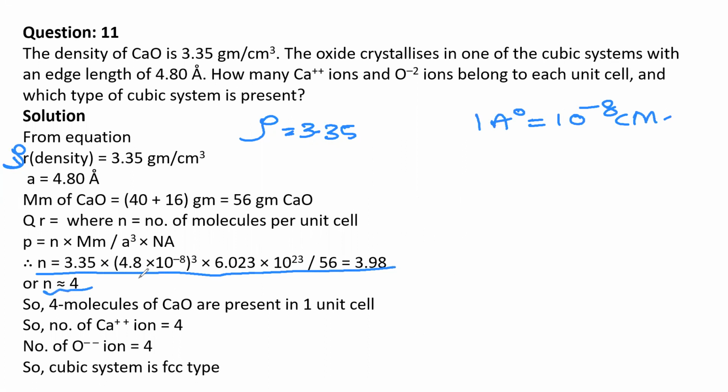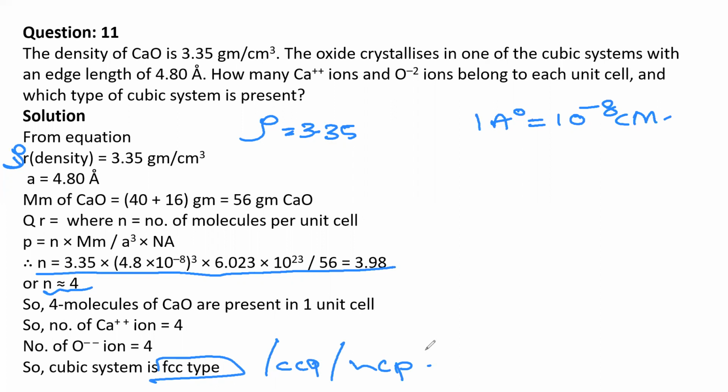Since n is equal to 4, definitely this should be HCP or CCP or FCC. So 4 molecules of calcium oxide are present in one unit cell. So the number of calcium ions should be equal to 4, and the number of oxygen ions is equal to 4. So the cubic system is FCC type. So in this way you can find out the answer clearly. I hope you understood this.